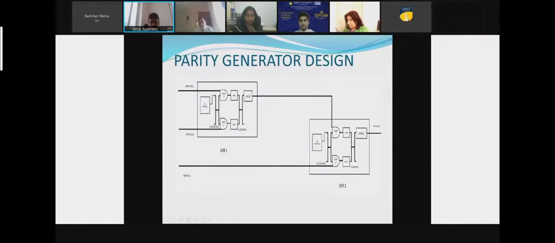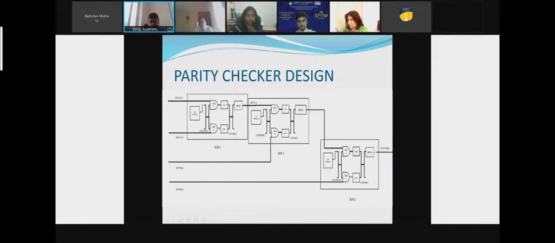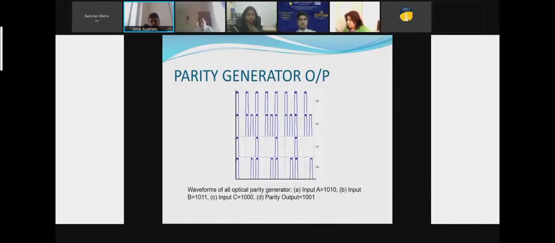This is our parity generator design. As I told you, I have simply kept the XOR logic that I have explained just now in one gate, and this gate. And this is our checker. The checker will have 3 XOR, so we have simply kept the 3 XOR blocks here. So this is the parity generator output.